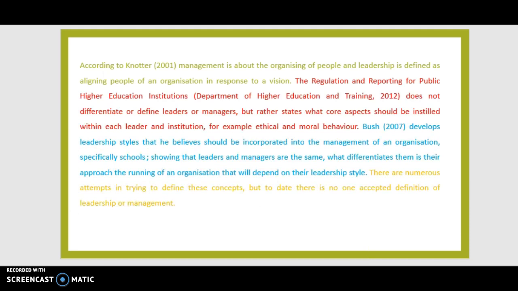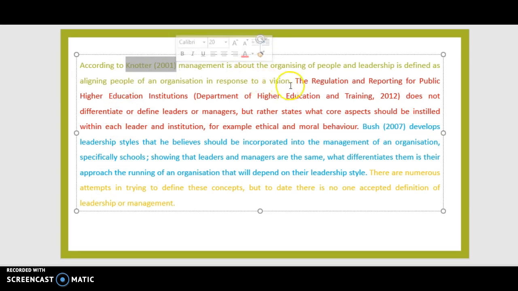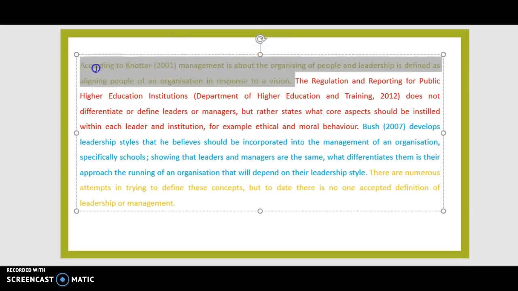Okay, as we go into this slide, this is an example of a typical paragraph, and I've color-coded it just to show the different references. Obviously, in your assignment, you will not color-code your information. But you can see the first reference here, according to Notta. Now everything written in green that I'm highlighting now comes from the Notta source. I've paraphrased, so it's in my own wording, but it comes from that source.